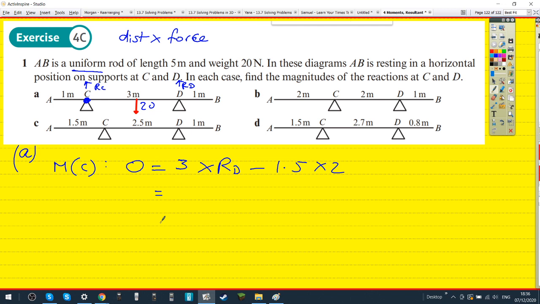Okay, and so that will be. I'll just put it into my calculator. Mm-hmm. I've got that reaction at D is 1. Yep. Okay. How about reaction at C?